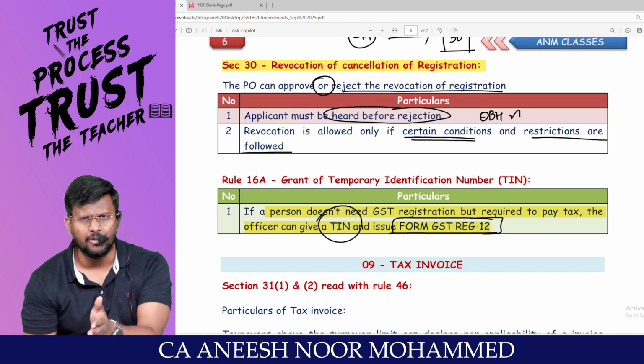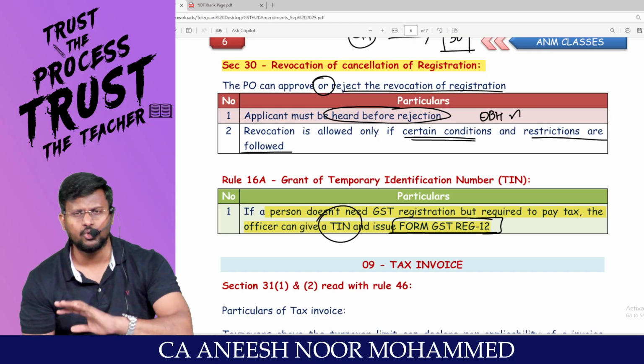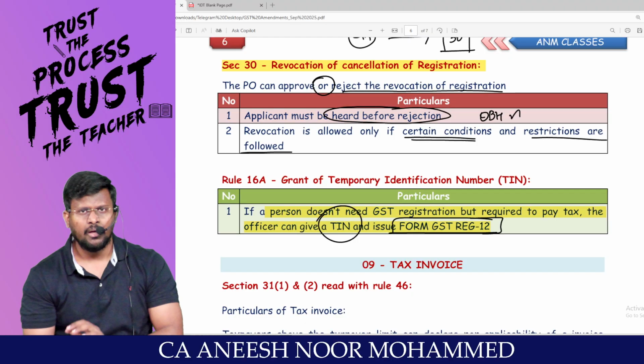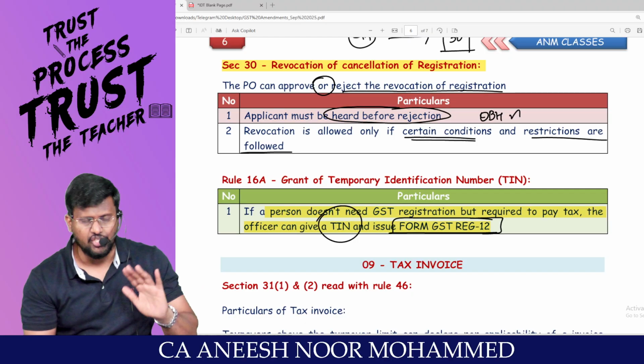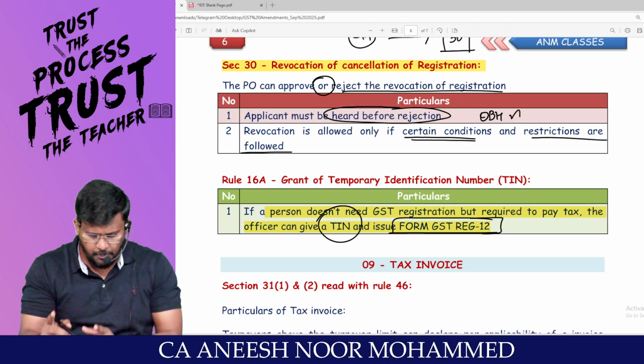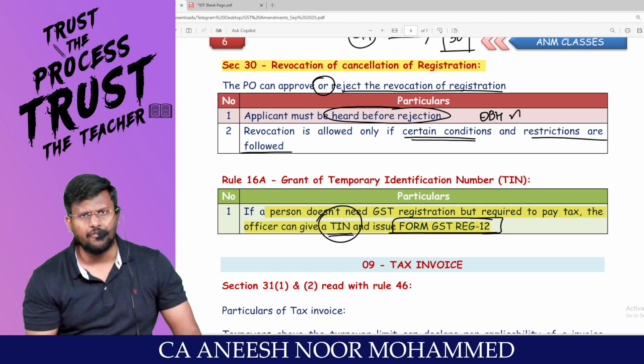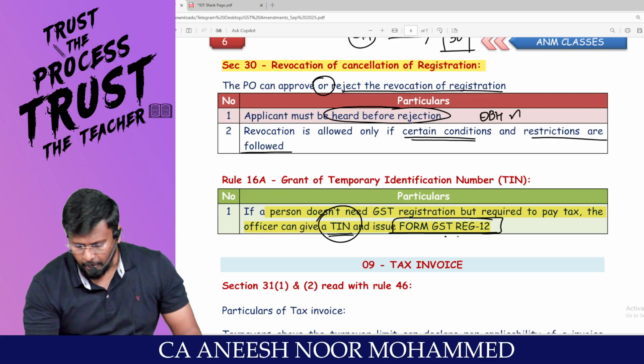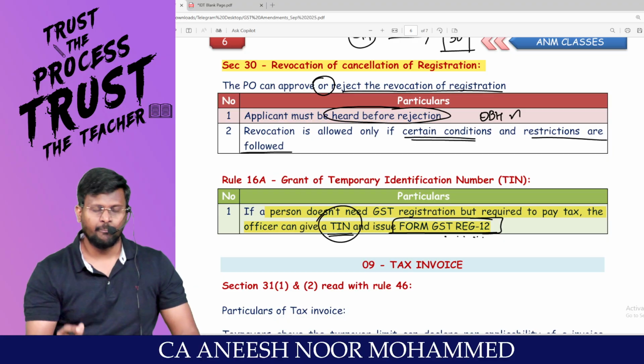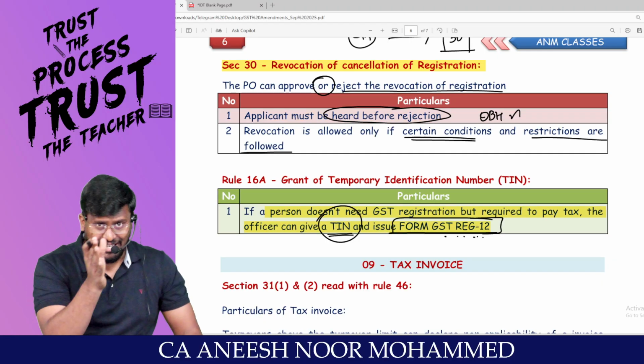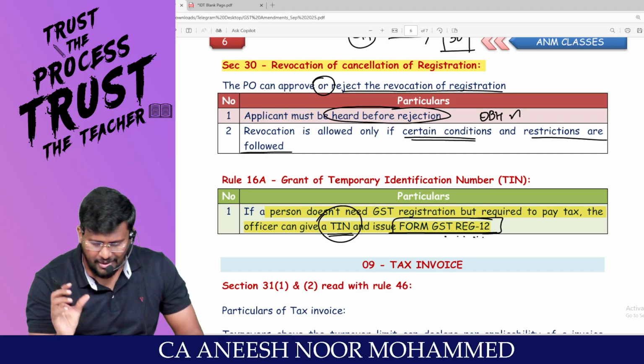Before commencement of the business, at least 5 days before, they are supposed to apply for registration, right? Sir, they have to take the registration, right? For those people, first a TIN, temporary identification number, will be given in form GST REG 12. And they are going to get the registration. Those people are not discussed here.